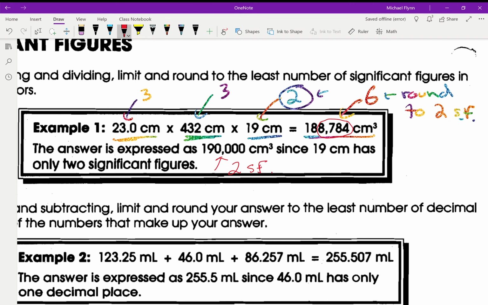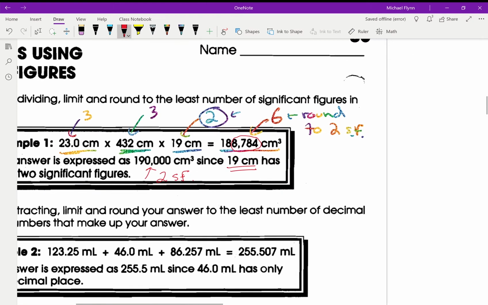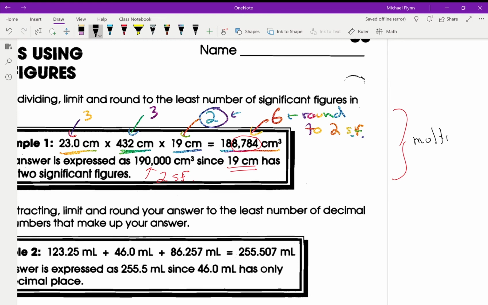Okay, and I have to make it that way since 19 was my limiting number that only had 2 significant digits in it. So when you're multiplying or dividing, or taking an exponent, so this rule here, it doesn't matter if you're multiplying, dividing, exponents, you know, square root, whatever. Any operation like that, you use this rule.